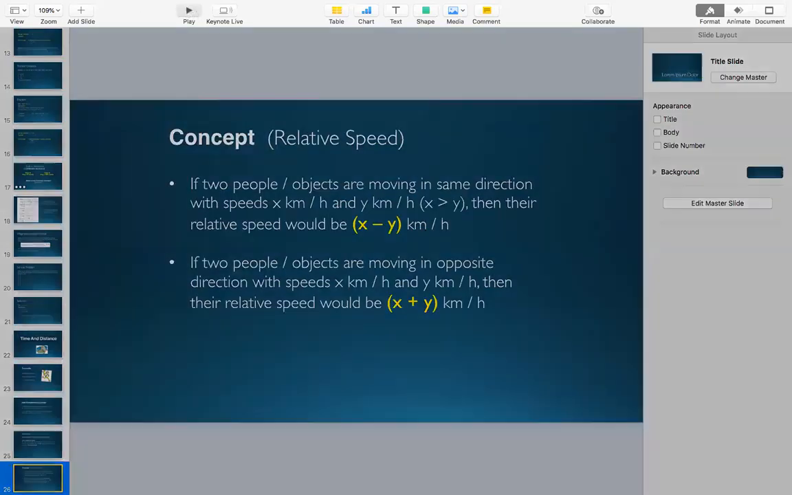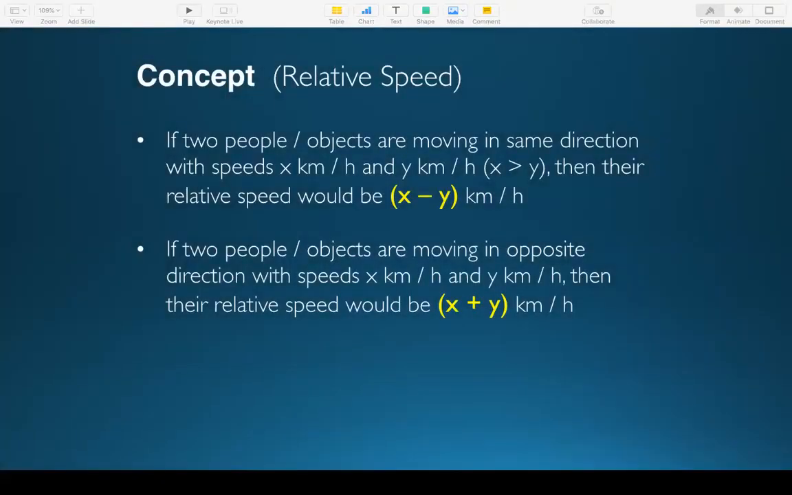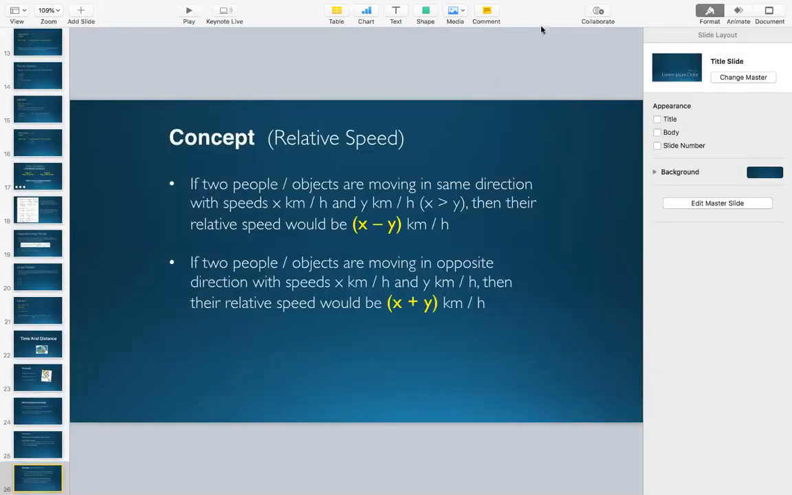Now then comes the concept of relative speed. I believe you have read the concept of relative speed in physics.